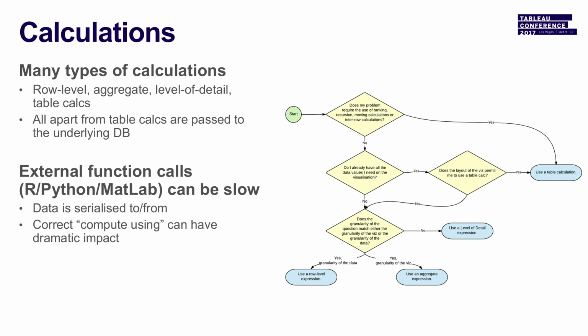We also then have calculations that we can do by passing stuff out to R or Python or MATLAB. And so when we do that, we need to take the frame of data and we need to serialize it out. It does its computation and then it sends us the answers back again. That transfer to and fro can be slow. And you don't want to do more of that than you need to. So one of the things that you want to make sure you do is select the correct compute using so that you don't inadvertently chunk it up into lots of small fragmented calls.